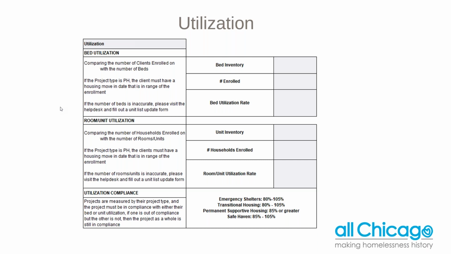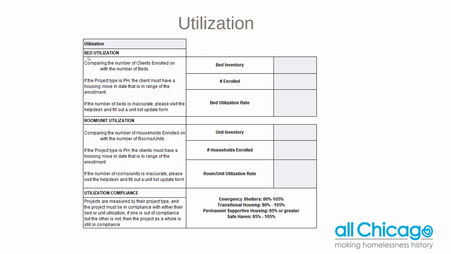So the screenshot of the report that you see is the utilization piece. It's broken out into two separate sections. You have your bed utilization and your room utilization. Bed utilization is looking at the number of beds your project has versus the clients enrolled on the point in time date, where the room and unit utilization is looking at the units available for your project and the households enrolled.